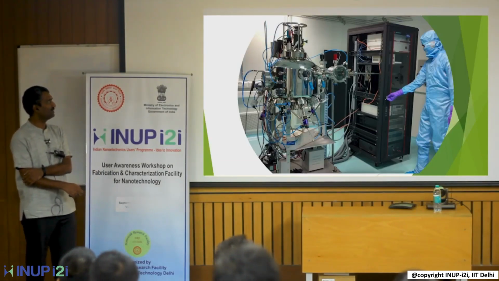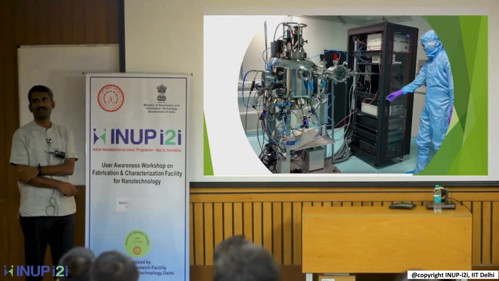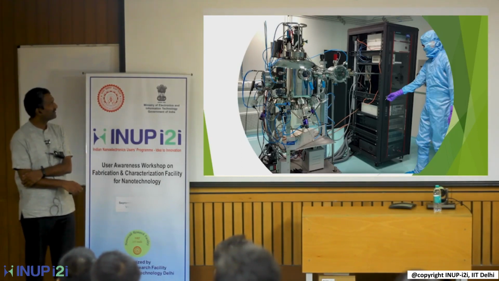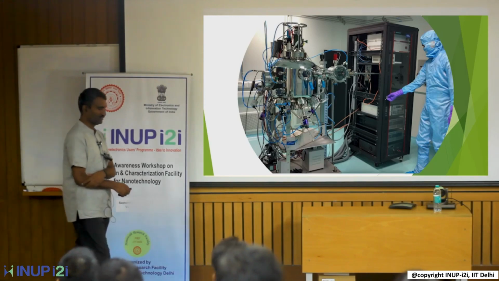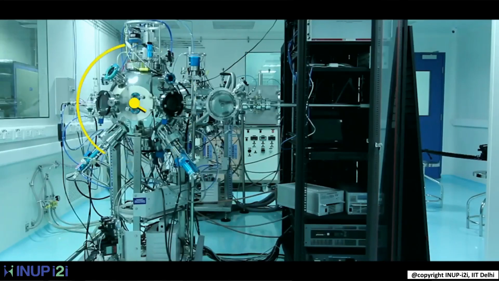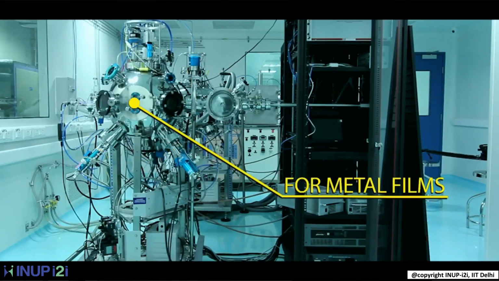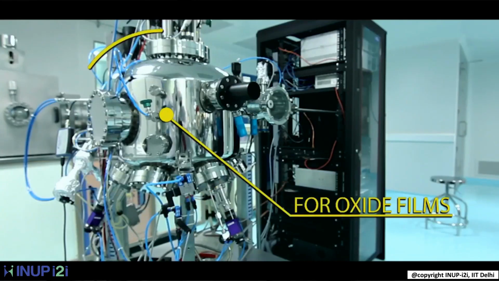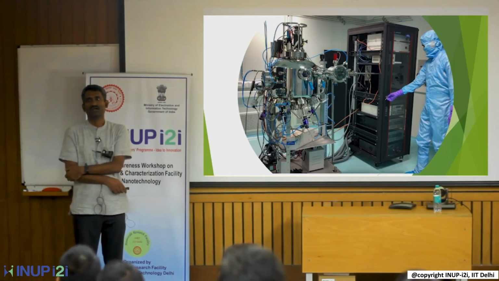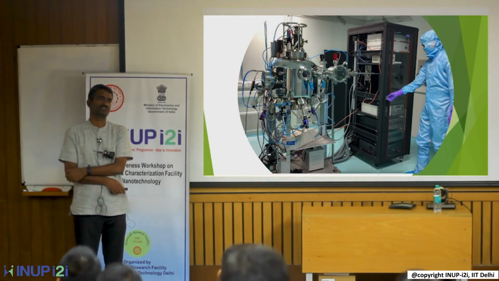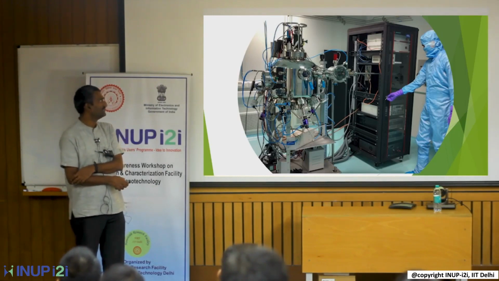This is the system we have in the NRF. We have two systems, UHV, ultra high vacuum, and high vacuum. One system is just for metallization. As I was telling, in a device, if you just want contacts for metals and even transparent conducting oxide to enhance the collection of charge carriers, that can be done.